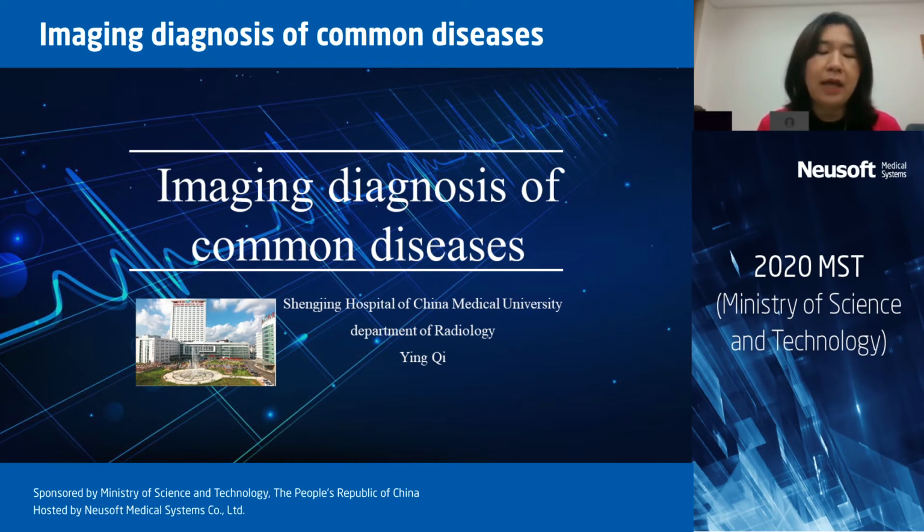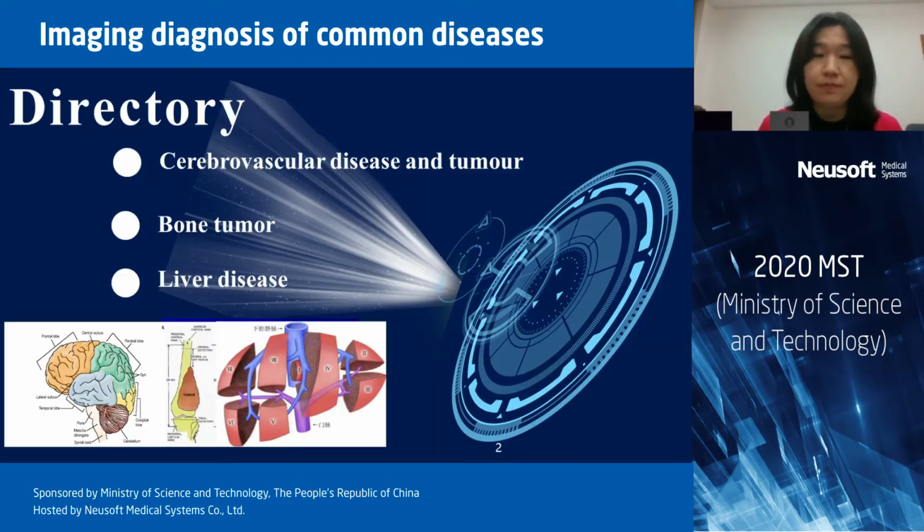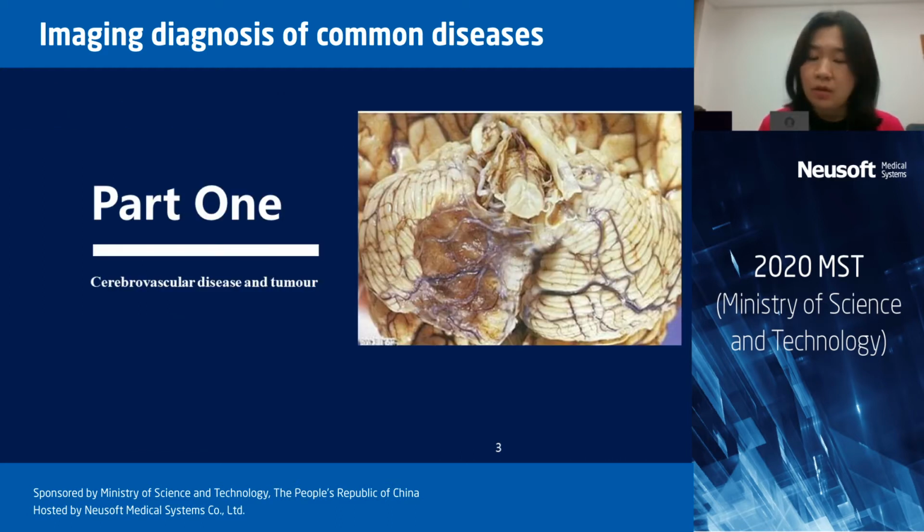Today, I would like to say something about the imaging diagnosis of common diseases. We will focus on three sections, including nervous system disease, skeletal system disease on brain tumor, and digestive system disease on liver. What I'm going to talk about in part 1 is the cerebrovascular disease and brain tumor.